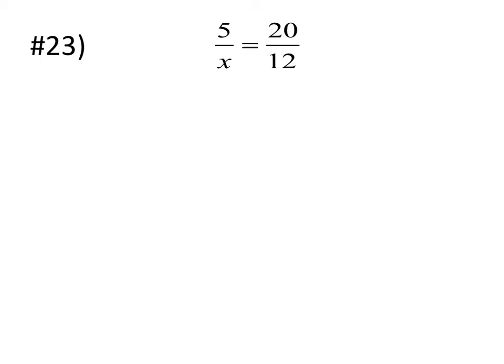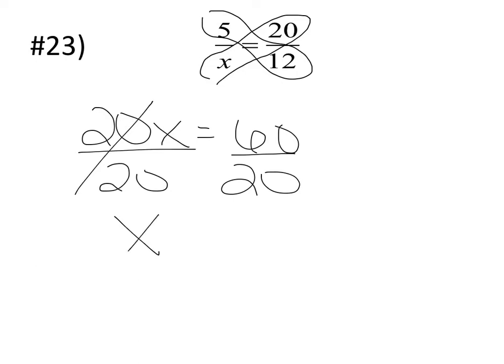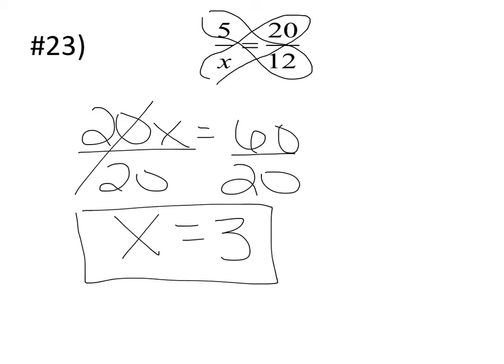Okay, so normally in this situation you would find your LCD, which would be 12x, multiply it by each piece. But if you have a fraction on one side and a fraction on the other, just cross multiply like this. So you would end up with 20x is equal to 60. Divide both sides by 20. You get x is equal to 3. Put 3 back into your denominator, make sure it's okay. It is. So x equals 3 is your solution. And I checked it because I plugged it back in.